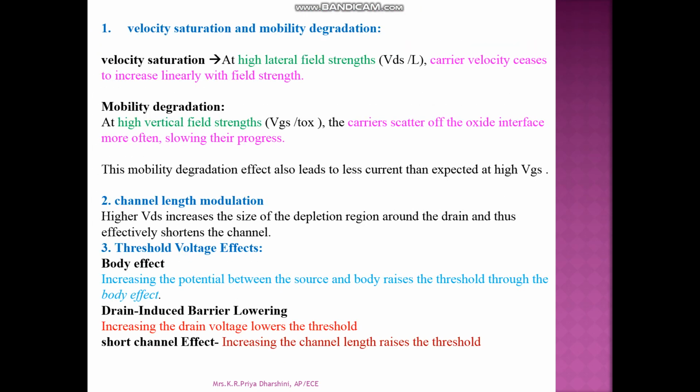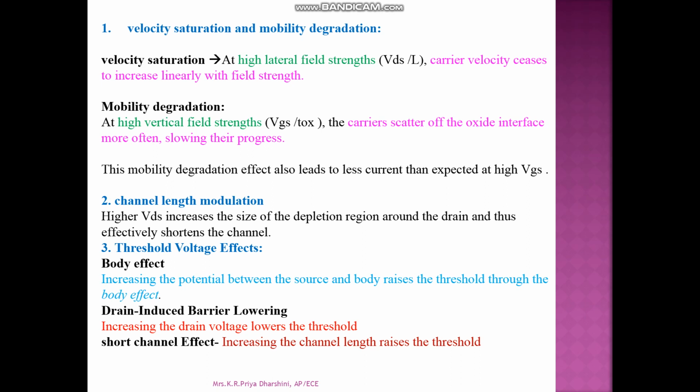First of all, let's see the definitions for velocity saturation, mobility degradation, etc. Velocity saturation means that at high lateral field strengths, VDS divided by L, carrier velocity ceases to increase linearly with field strength. Mobility degradation means that at high vertical field strength, the carriers scatter off the oxide interface more often, lowering their progress. This mobility degradation effect also leads to less current than expected at high VGS.